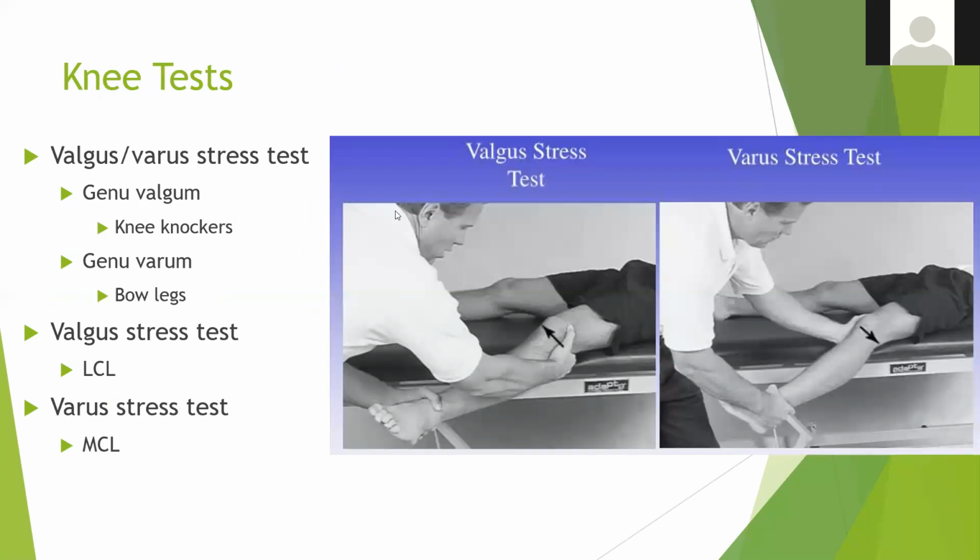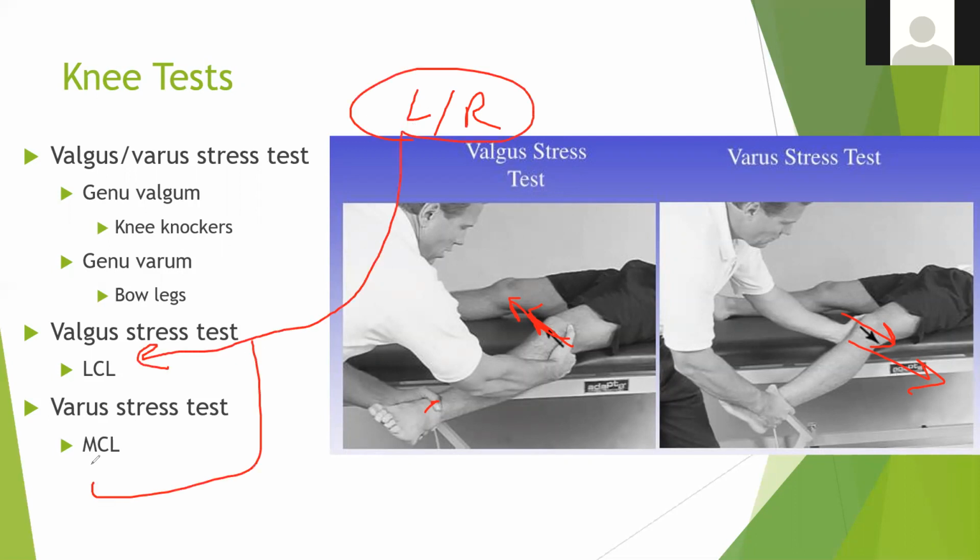Now, some tests you can look at doing here. The valgus stress test: what he's doing here is he is holding onto the ankle and he's pushing inward and outward on the knee. Because if his knee collapses either way, that's going to mean it slides left or right. If that happens, that is going to mean that you have an injury to your LCL or your MCL, because those prevent your knee from sliding left or right.